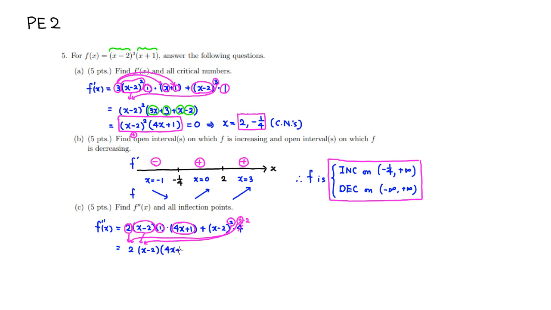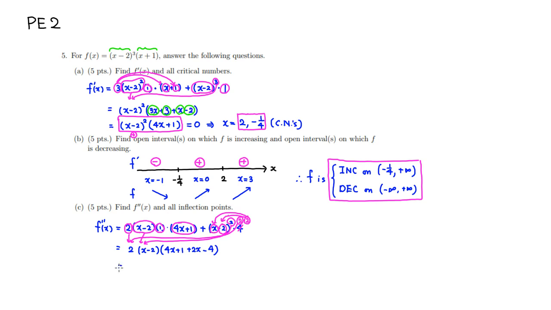4x plus 1. Then there's going to be 2 times, I have to distribute to x, so it's going to be 2x. So we have plus 2x. And then we distribute 2 to negative 2, so it's going to be negative 4.